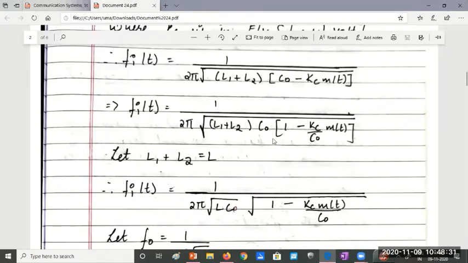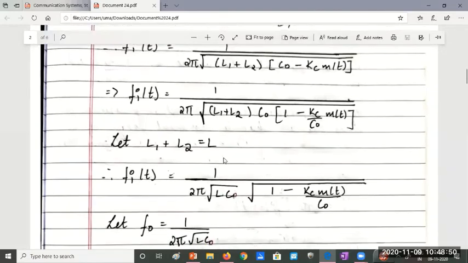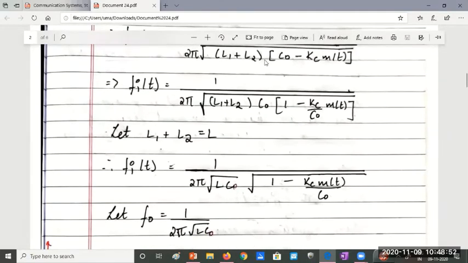So what do I do in the next step? I'll take this fixed capacitance C naught outside the bracket. So inside I'm going to have 1 minus Kc by C naught m of t, because I don't have the C naught term here, I should divide, right? And we know L1 plus L2 is equal to L, the total inductance. So I can write this term outside the bracket as 1 by 2 pi root L into C naught, into the term inside, 1 minus Kc m of t by C naught.